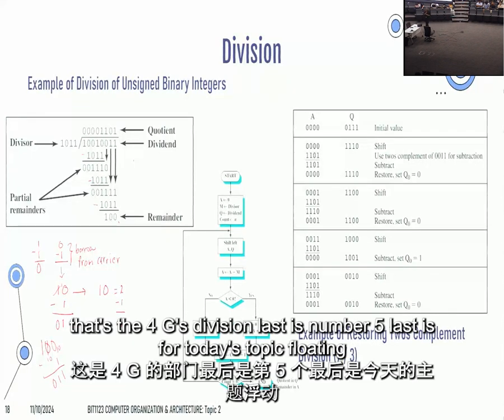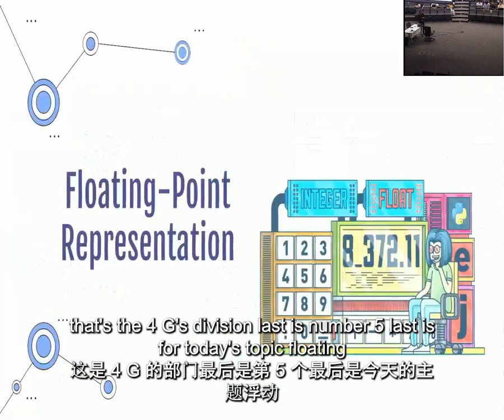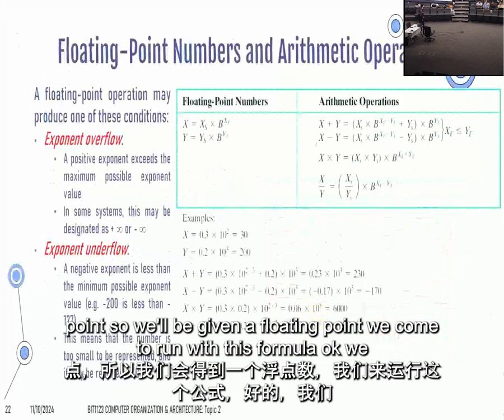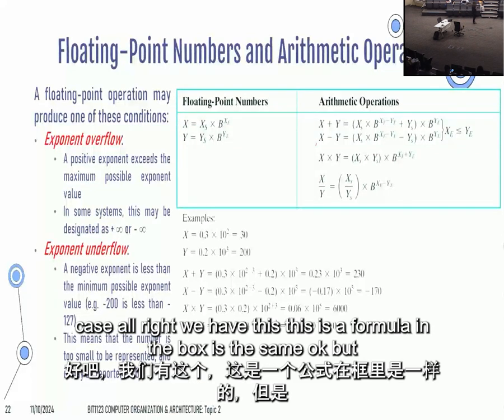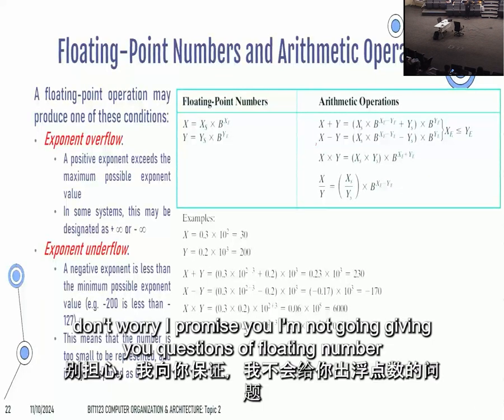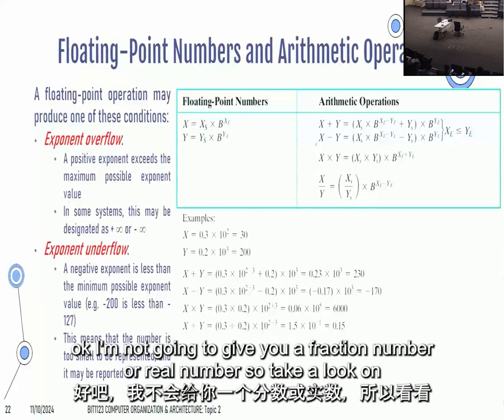Last G is number 5. Last G is for today's topic, floating point. So when we are given floating point, we can't run with this formula. Where is the formula? Take a look at this case. This is the formula, in the box. But don't worry. I promise you, I'm not giving you questions on floating numbers. I'm not going to give you a fraction number or real number.